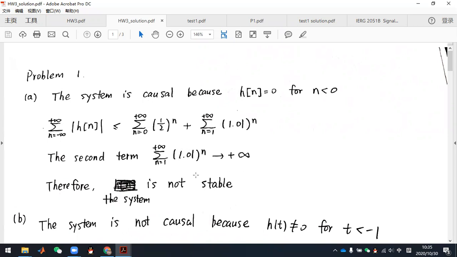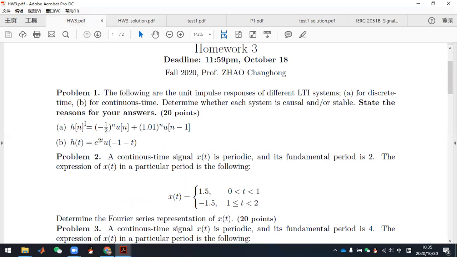So I have posted an announcement on the blackboard. We can look at one particular term in the absolute sum. So in the absolute sum of h of n, when n goes to infinity, we can see this term goes to infinity. The absolute value of this term goes to infinity. So the absolute sum will also go to infinity. So the system is not stable.